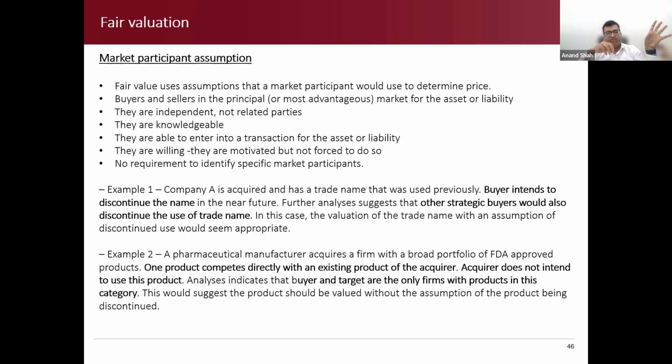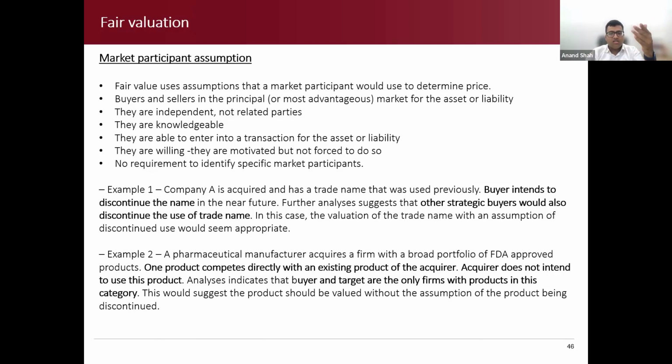So at that point in time, if you had not applied a market participant assumption, the brand value of Thums Up would not have had any value. You wouldn't assign any value to Thums Up. However, that's not the case when you're doing a PPA, because it says that if not Coca-Cola, some other market participant would have acquired Thums Up, and they obviously would have continued the use of that trade name. So here, as we see, further analysis suggests that other strategic buyers would, okay, this is the other one. The other strategic buyers would also discontinue the trade names.